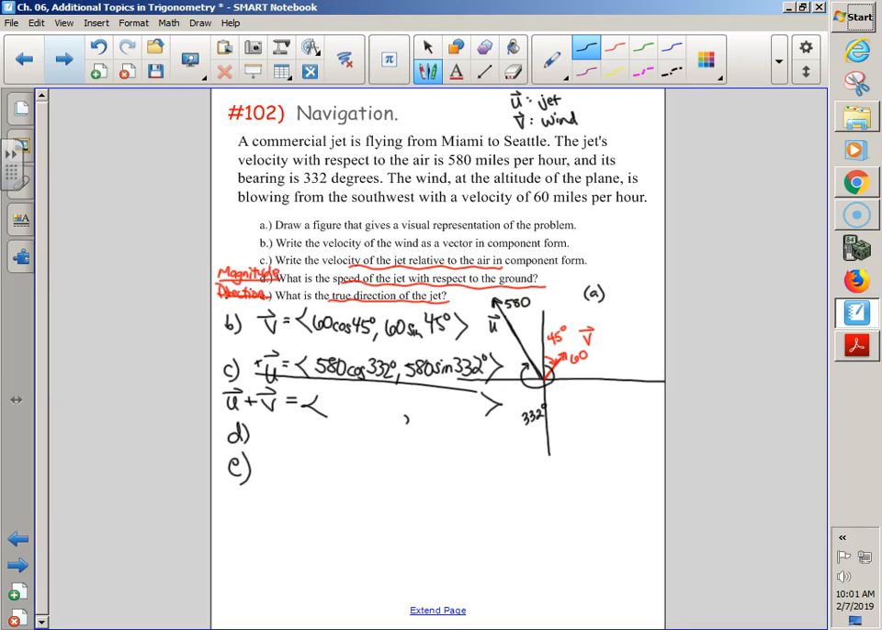Oh, no, you're good. 60 cosine 45 plus 580 cosine of 332. Yeah, I got that too. Did anybody else get that with me, 554 point something?